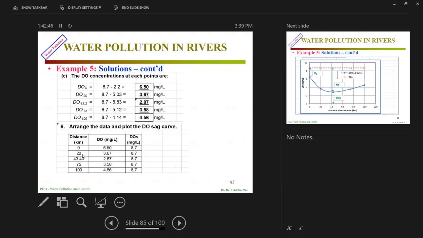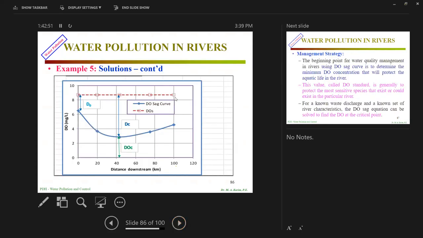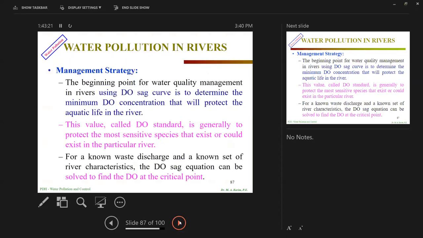So ultimately, I plotted this, and it looks like this. This is the saturation level. This is the sag curve, and this is the sag curve using all of those. This would be my critical dissolved oxygen. This would be the highest deficit. My critical point is here, at a 43.4 kilometer distance from zero. So that's it, that's the problem. It's a little bit big, but it's good practice so we know how to solve this kind of problem. That's the reason I took a bigger one.